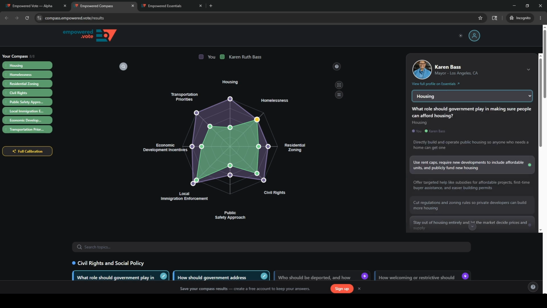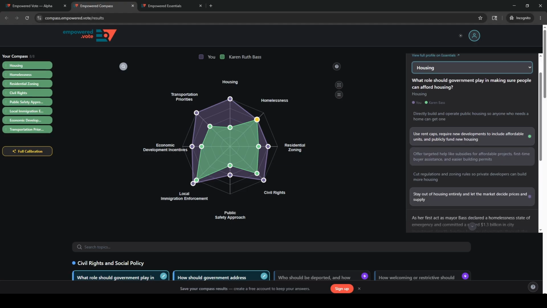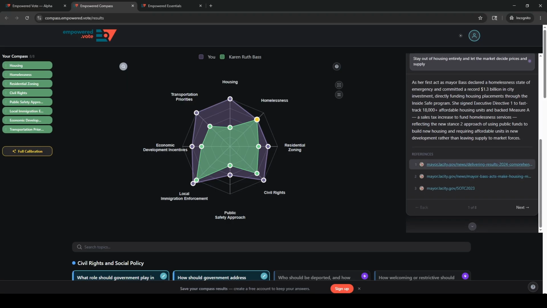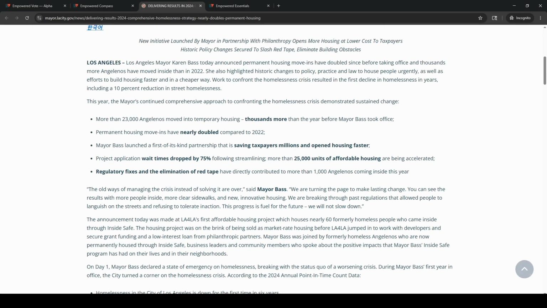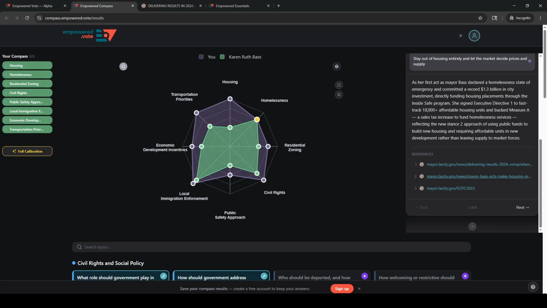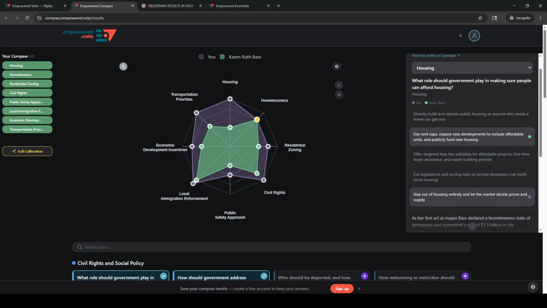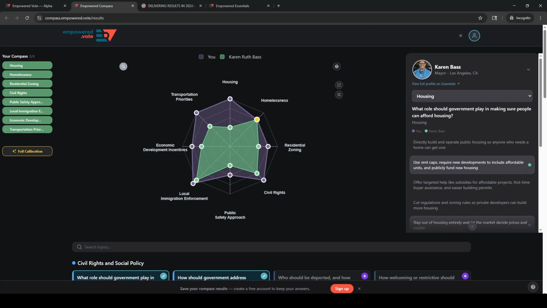And I think we should use, she thinks we should use rent caps and require new developments to include affordable housing. Well, actually, that probably makes sense. And I think we should stay out of it entirely. But then I can go down here and understand a summary of her stance, but then also link out to other articles that help explain her stance and describe it to me. So at the end of the day, it's assessing whether or not we got that right, but then also giving you a chance to explore that more.